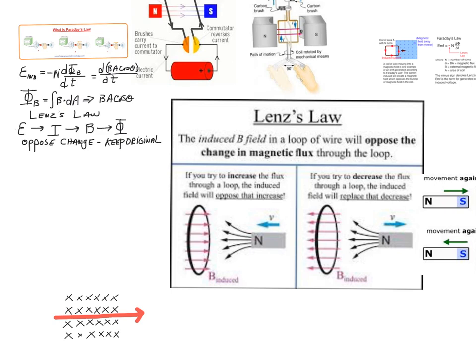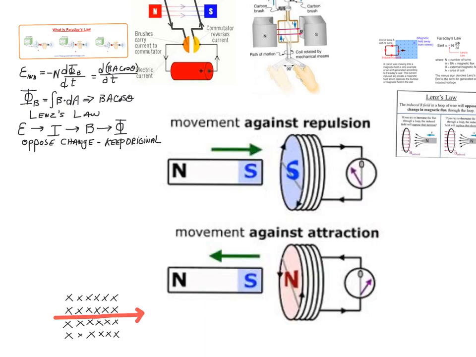When you crank a generator and it's not connected to anything, it's easy to crank. But once you hook it up to a device, a light bulb or something, and you try to crank it, it's much harder to crank because you get this Lenz's law effect. Here's another diagram that shows that.